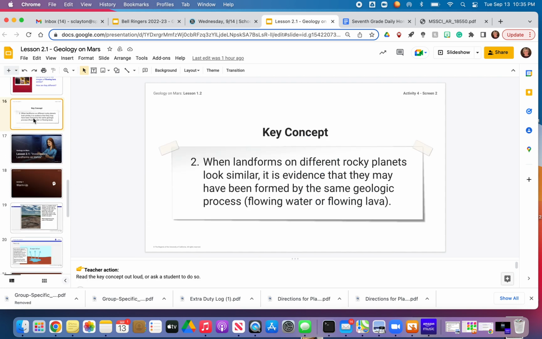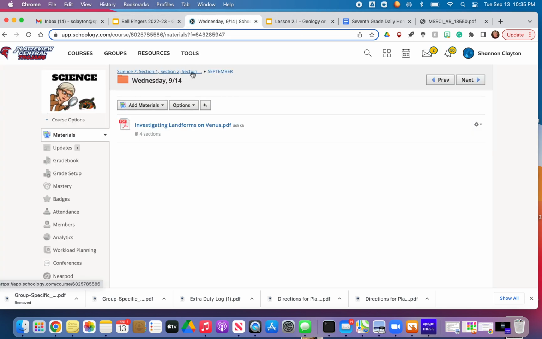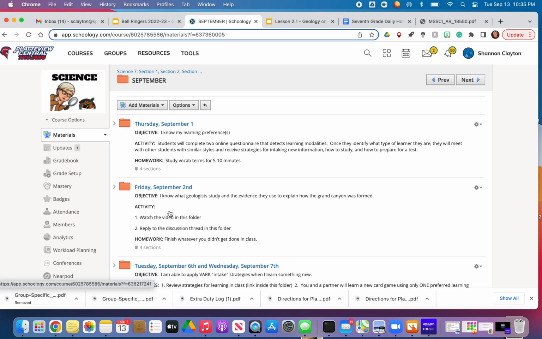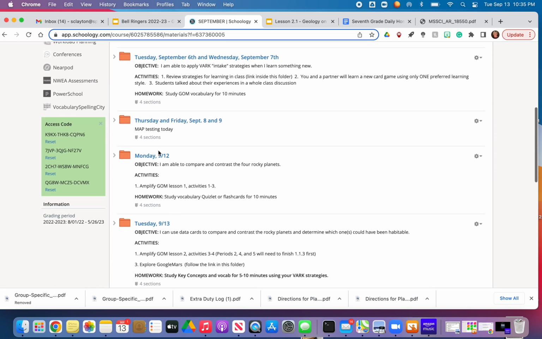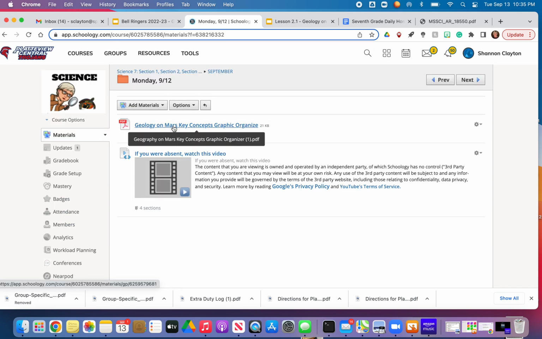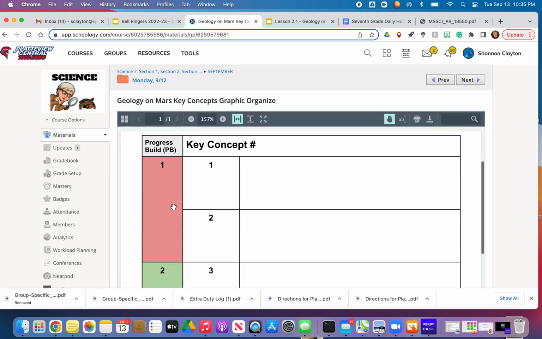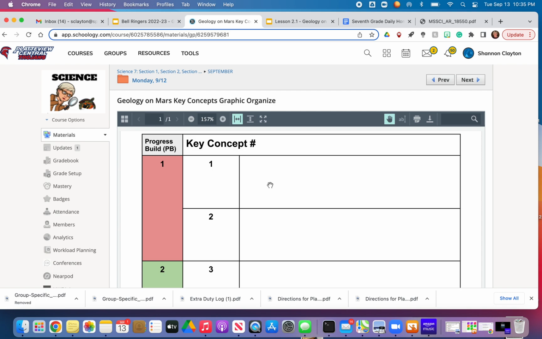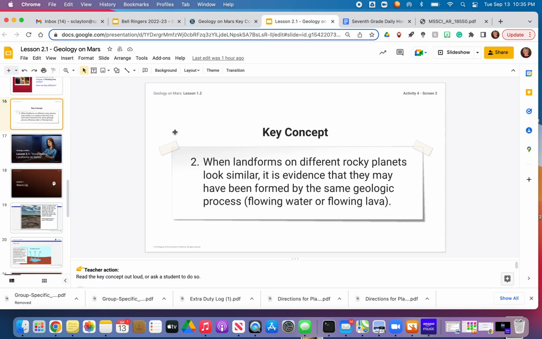So we've got a key concept number 2. So go to your key concept graphic organizer in GoodNotes. If you don't have one, everybody should have one. I think I was very specific in checking, but just in case you don't have one, if you go to Monday's folder, we've got the Geology on Mars graphic organizer for your key concepts. We did number 1 yesterday, and so key concept number 2 will be written right here. And so this is key concept number 2.